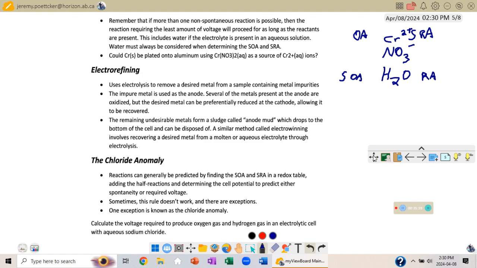And you would think, I'm in Chem 30, I should be able to know all there is to know, and I'm going to have to tell you that there's more to this world than you ever dreamed of in all your philosophies, my dear Horatio, at least to badly paraphrase Shakespeare. The chloride anomaly. Now, we can usually predict reactions using our strongest oxidizing agents and our strongest reducing agents in a redox table. You can add the half reactions, determine the cell potential, predict either spontaneity or required voltage. Sometimes this rule doesn't work, and there are exceptions. One exception is known as the chloride anomaly.